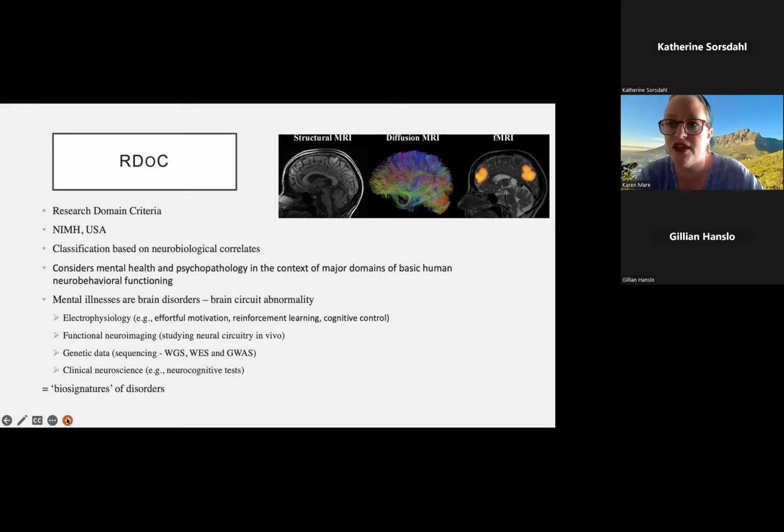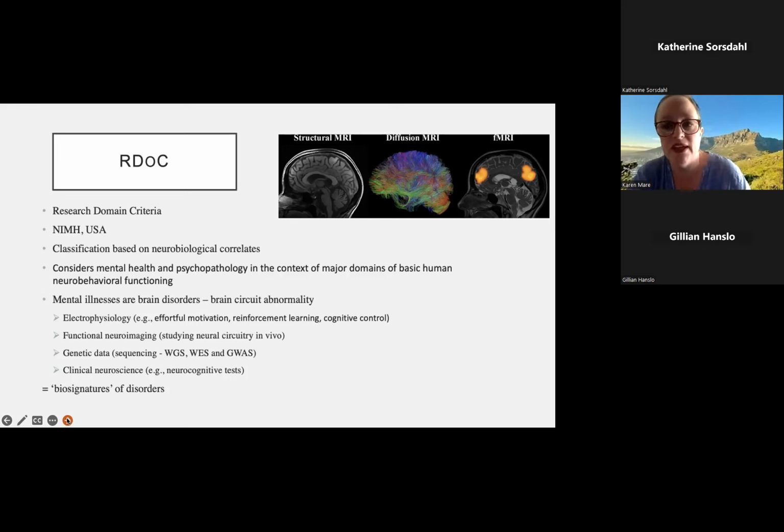There's a tumor, there's a stroke. This is an abnormality of brain circuitry. So they look at electrophysiology, the EEG, and they can see how the patterns are for the average person or the normal person when they do things like effortful motivation, and then compare it to people with different symptoms. Functional neuroimaging, studying neural circuitry in vivo.